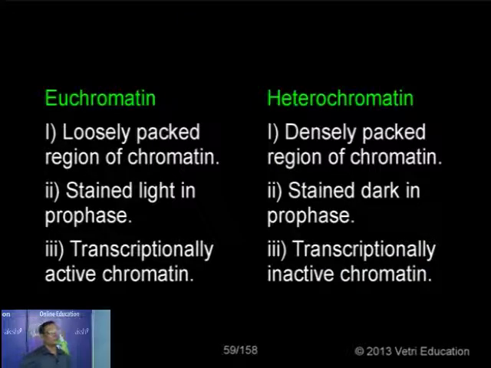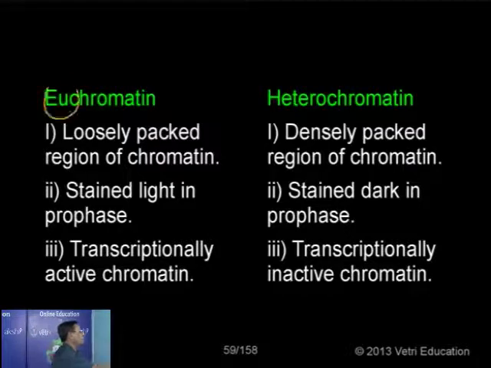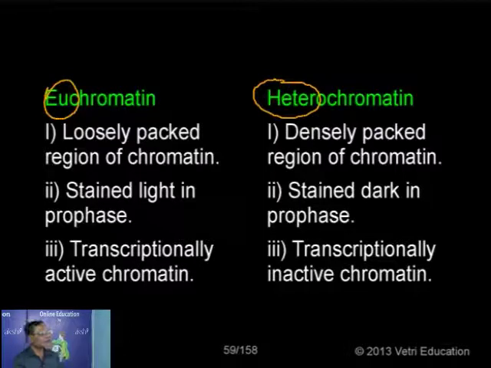Now, when you are talking about chromatin, the thread-like structures which can be stained, there are two different types of chromatin fibers we can find in a chromosome inside the nucleus, or just in the interphase nucleus. One type of chromatin is called euchromatin, another one is called heterochromatin. So what is the main difference between these two?